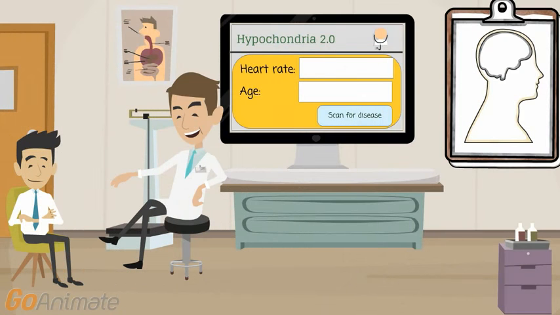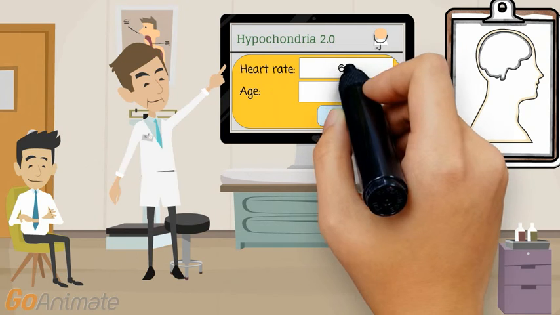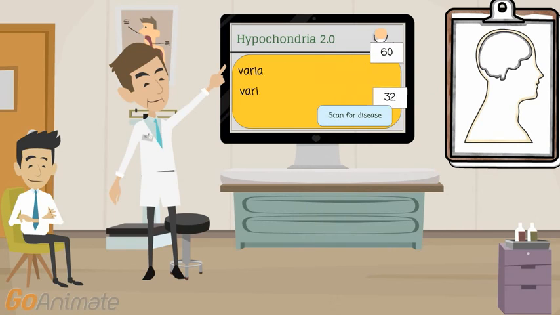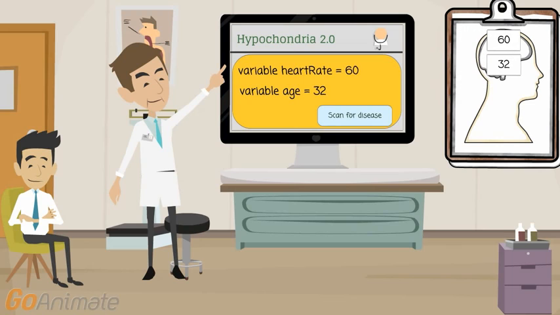A doctor might have a software for helping to decide whether a patient suffers from a certain disease. He would enter the patient's data, like his heart rate and age, as the input. These inputs would be stored in the computer's memory, with so-called variables.